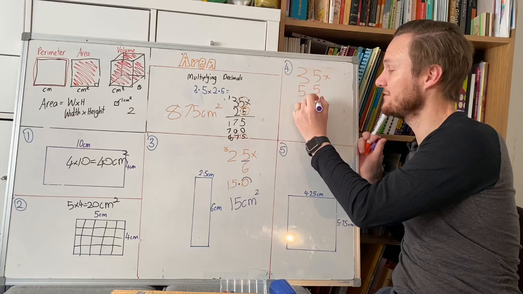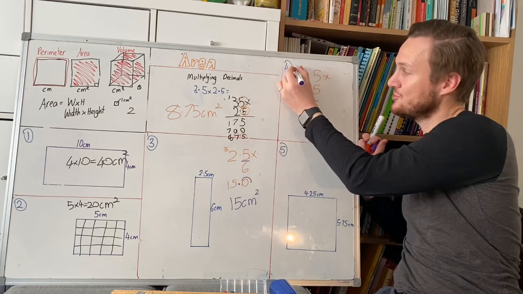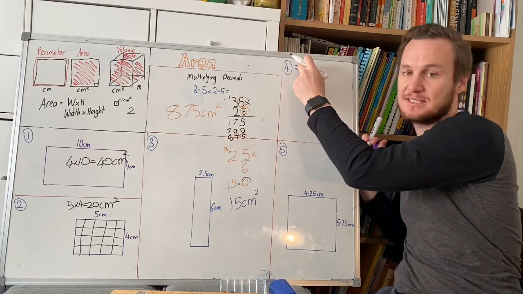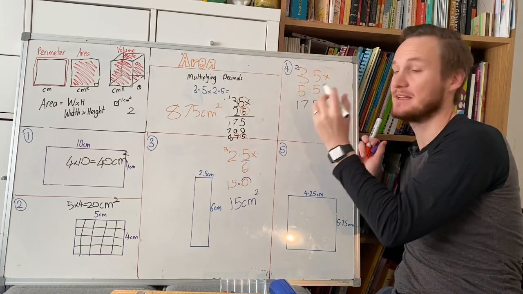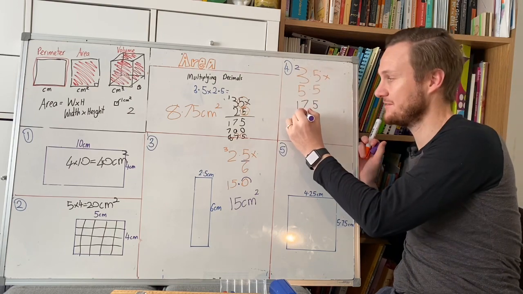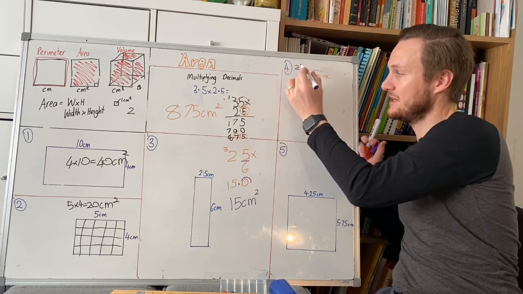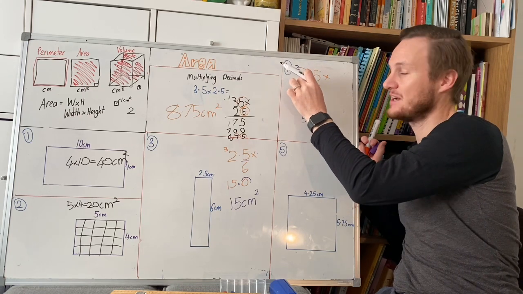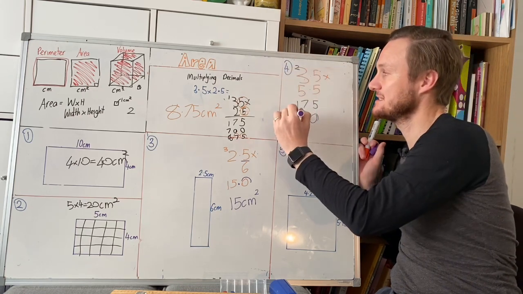5 times 5 is 25. Put the 2 up here. 5 times 3 is 15, plus the 2, 17. Next row, put a 0 first. 5 times 5, 25. Put the 2 up here. 3 times 5 is 15, plus the 2 is 17.